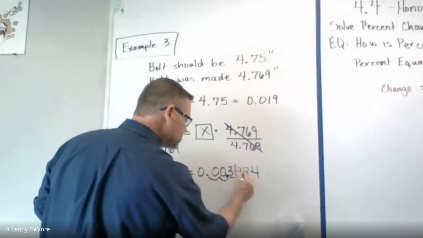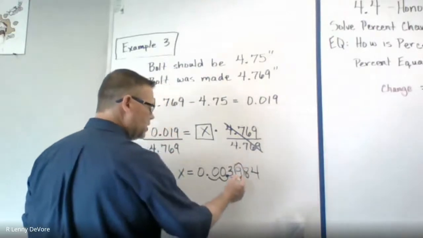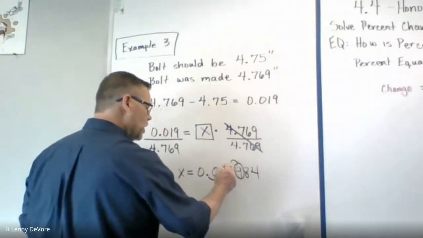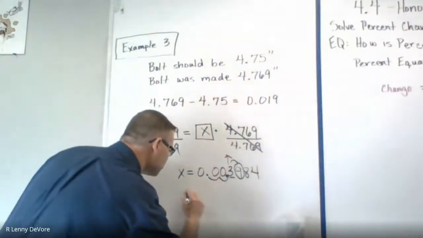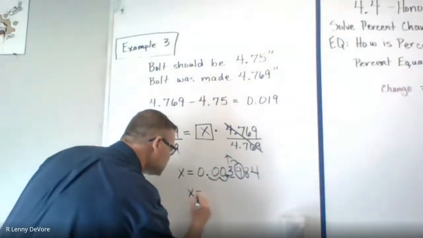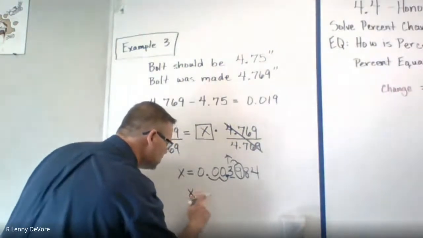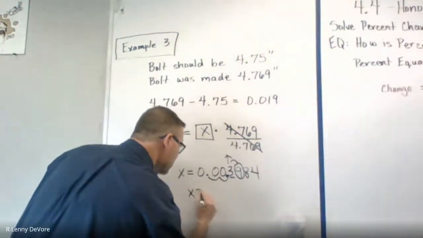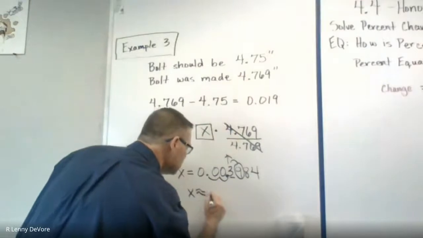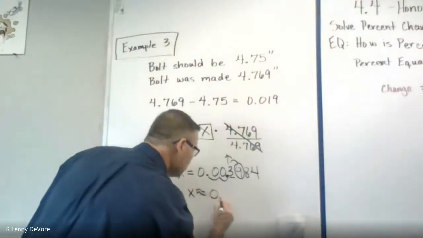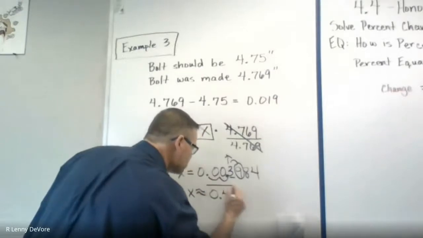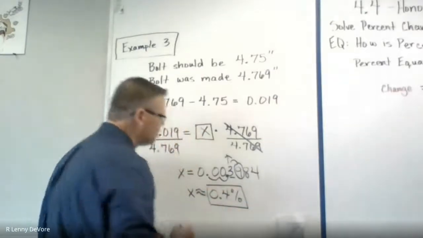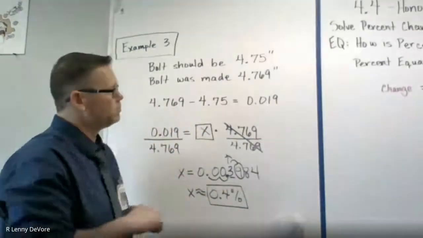So I look at this number to determine how to round it. That means I'm going to round this one up. So that means that our percent for this is approximately 0.4%. That is our percent error on this problem.